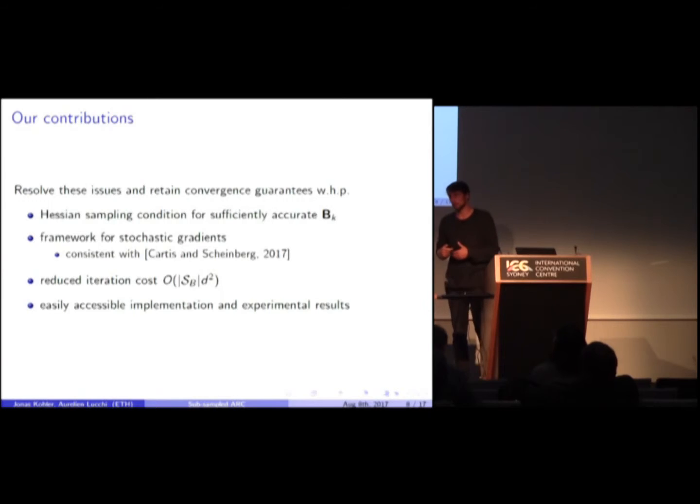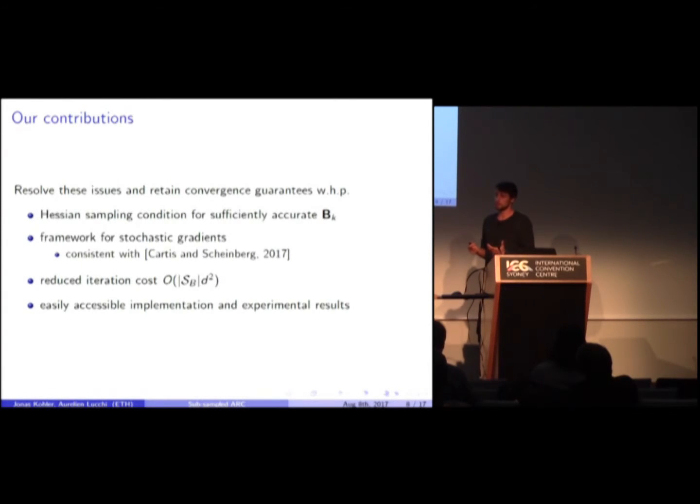So we showed that by subsampling the Hessian, in case of the sum structured objective, you can actually find such a B_k in every iteration, and we extend the framework to stochastic gradients, which has been done in parallel by Cartis and Scheinberg, and they arrive at the same result. Thus, we reduce the iteration cost, and what we also do is we have a Python implementation of the cubic regularization method. So before it was only in Fortran, and now you can access it via our GitHub in Python.